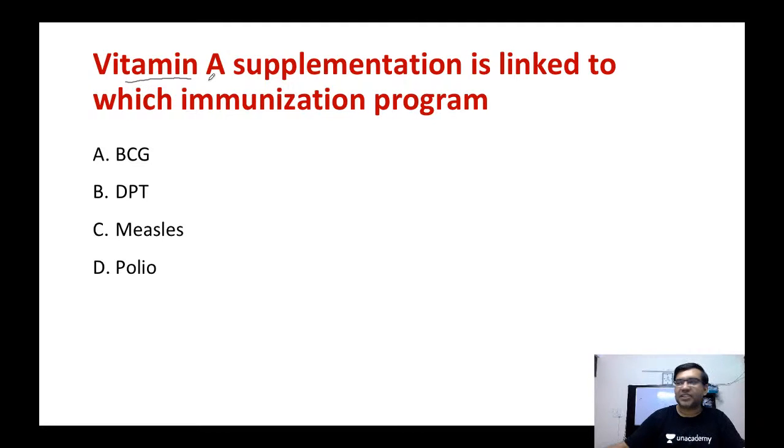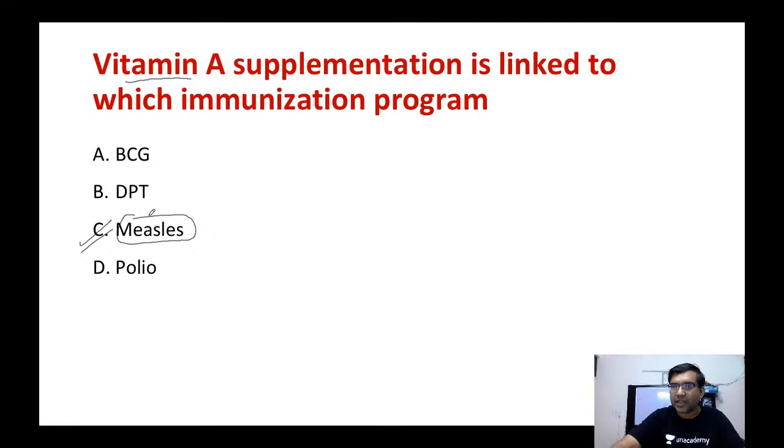Vitamin A supplementation is a very important program which the central government has launched, and every child more than 6 months and less than 5 years of age is being given this vitamin A supplementation. It can be given as an intramuscular injection, but mostly it is given as vitamin A syrup. This program is linked with the measles immunization program.